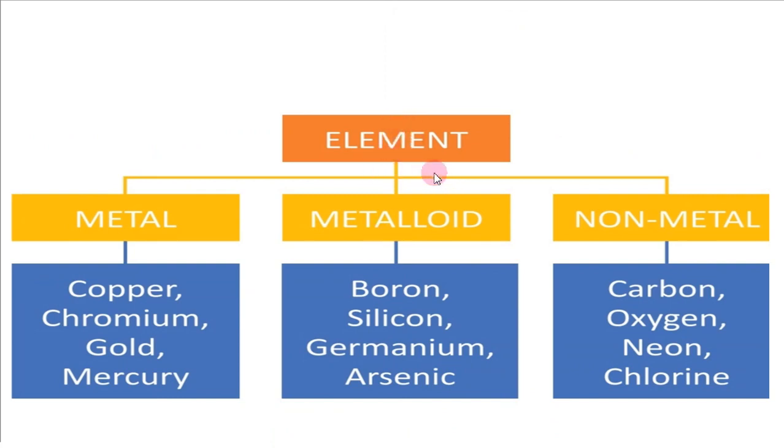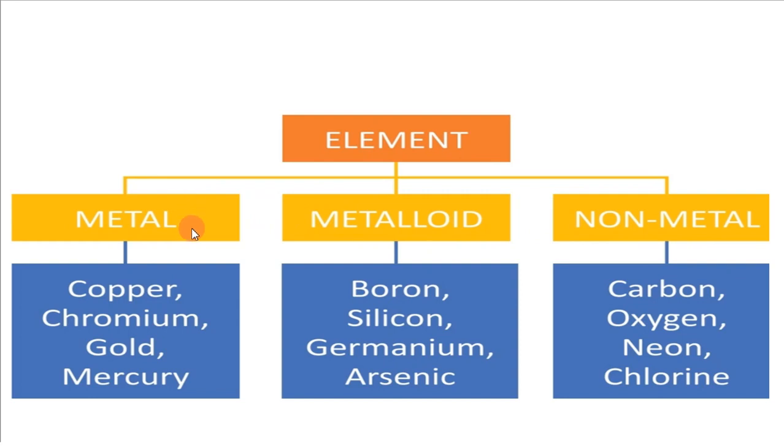Elements are classified into three types: metal, non-metal and metalloids. Elements are classified into how many types? Metal, non-metal and metalloids. The periodic table contains how many elements? 118 elements. In these 118 elements, most of the elements are metals, nearly 80%. The remaining come under non-metal and metalloid.